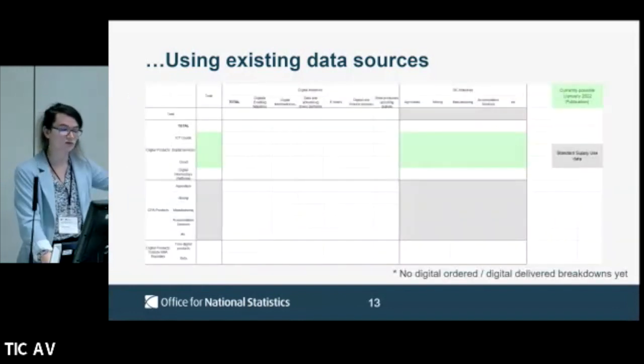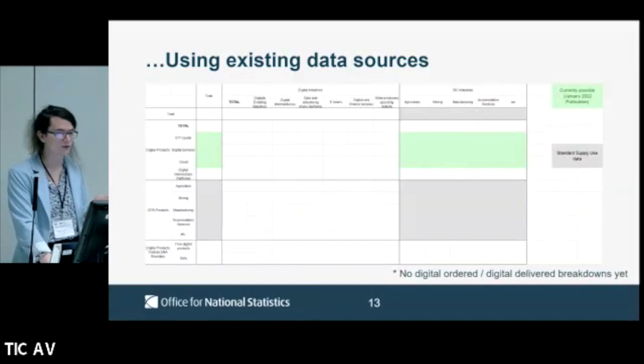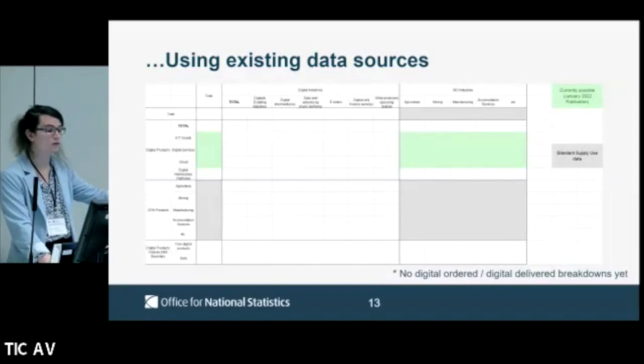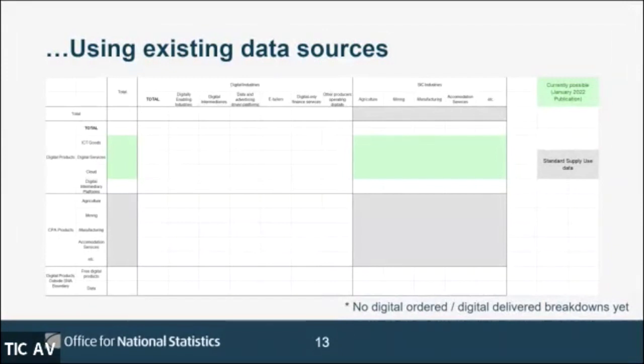So just to show you then what that means within those tables. This gives us the ability to fill in some of these green areas, in light of thinking about the comparisons with other countries and what they've been able to produce. So for us so far, using this methodology, we've been able to think about ICT goods, digital services and cloud services, but holding off for the time being on digital intermediary platforms. So we have the majority of digital products, but we are missing that one component.